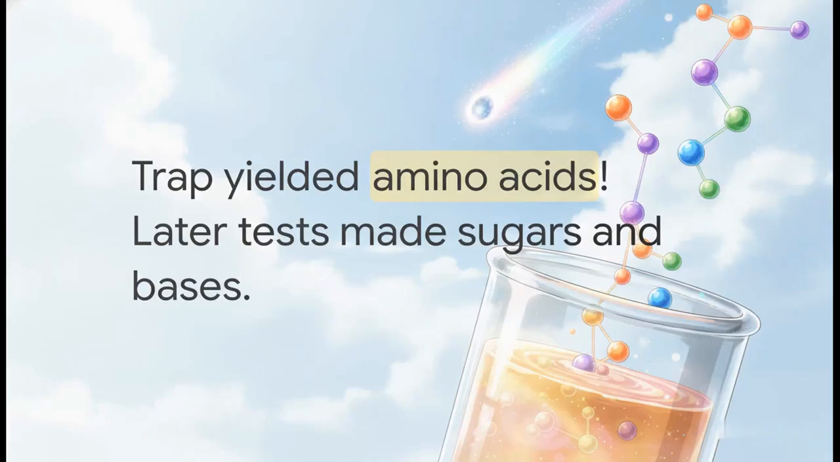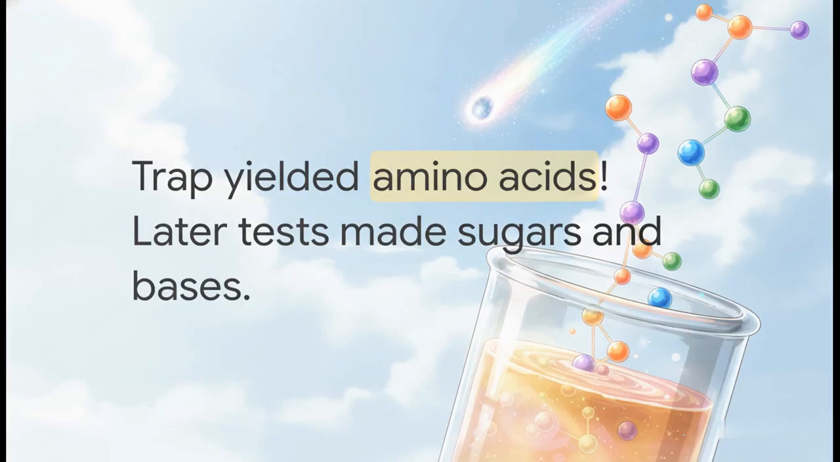Completely explosive. When Miller checked the liquid trap at the bottom of his artificial ocean, he found actual physical amino acids. Life's fundamental building blocks had literally formed from pure chemistry. And it didn't stop there. Later experiments tweaked the gas ratio slightly and managed to produce sugars, nitrogenous bases, and even pigments.